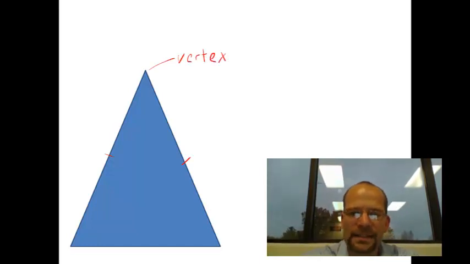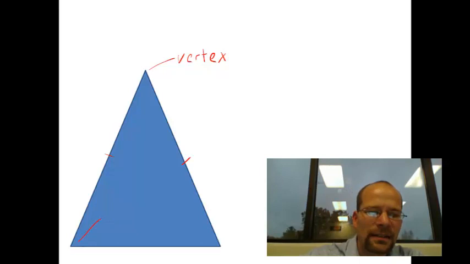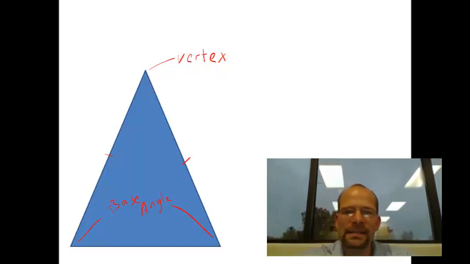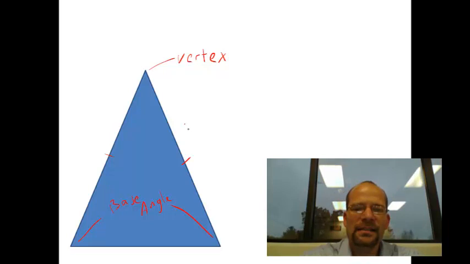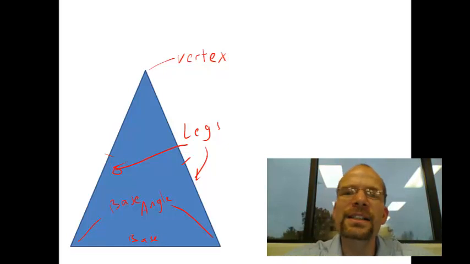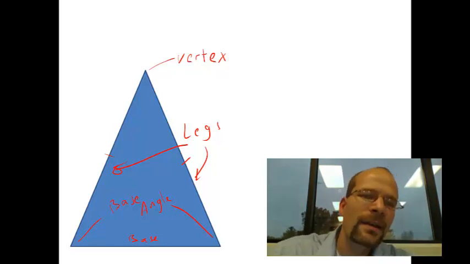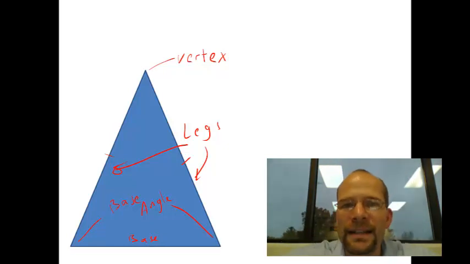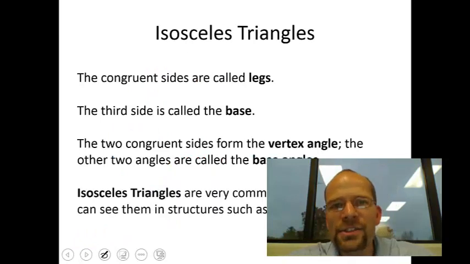That's the vertex. And these two angles down here, those are called the base angles. Vertex and the base angles. Notice these two sides are legs. This side here and this side over here. And this is called the base. You'll notice that the base is always included by the base angles, and the vertex is always included by the legs. Isosceles triangles are common in the world.